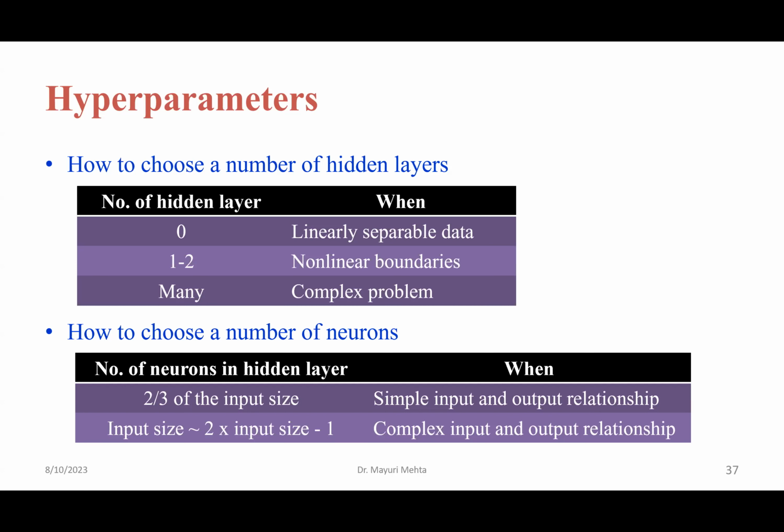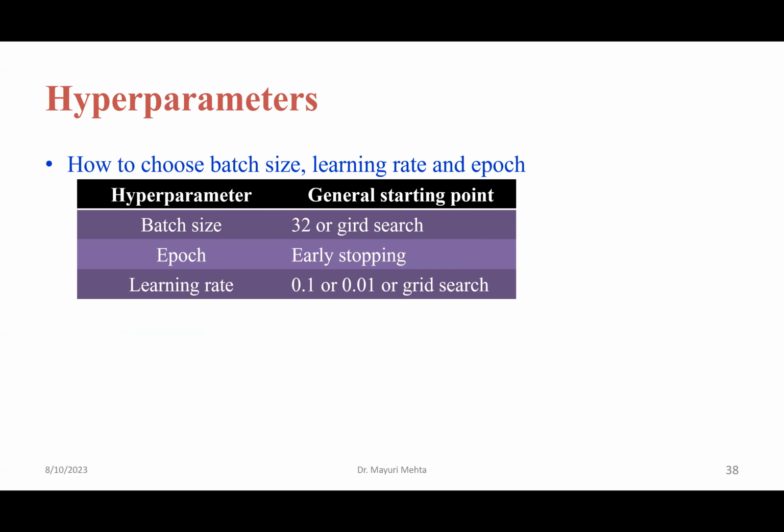The next is how to choose batch size, learning rate, and epoch. How to choose batch size, learning rate, and epoch, and what are these parameters? Okay. These three are the hyperparameters related to the training time and performance of the neural network. Okay, let's discuss them one by one. Batch size, number of epochs, and learning rate.